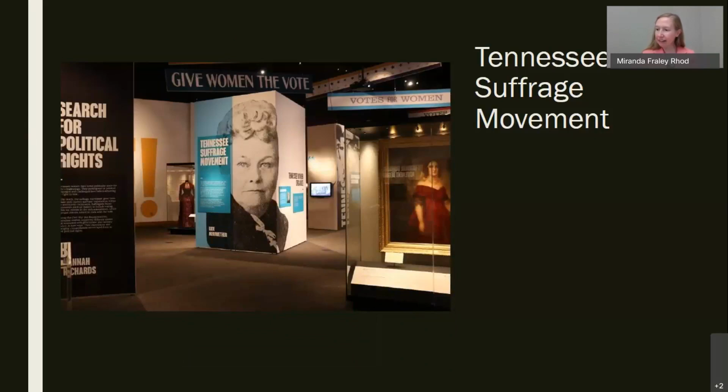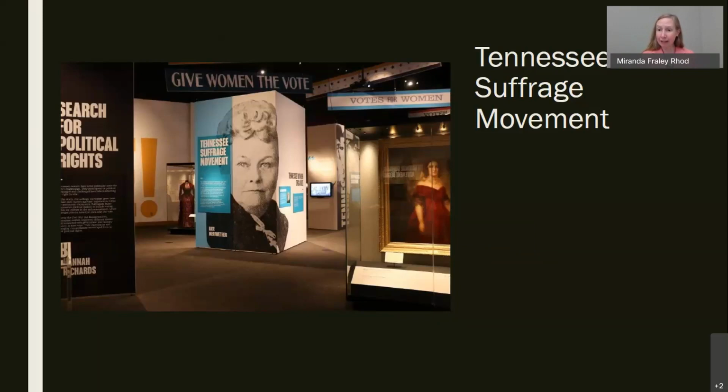So now let's take a look at our exhibit area that focuses on the Tennessee suffrage movement. And I'll say this was such an exciting part of the exhibit to research and develop, because it was really wonderful to get to learn more about the stories of Tennessee suffragists. And we really worked hard to offer a statewide story and to really share some of those lesser known stories about our state's suffrage history, because this really was a movement that embraced women throughout the state. And we're glad to get to share some of their stories with you.